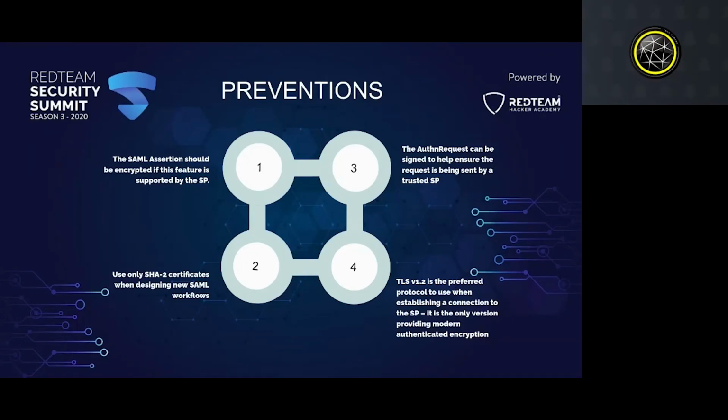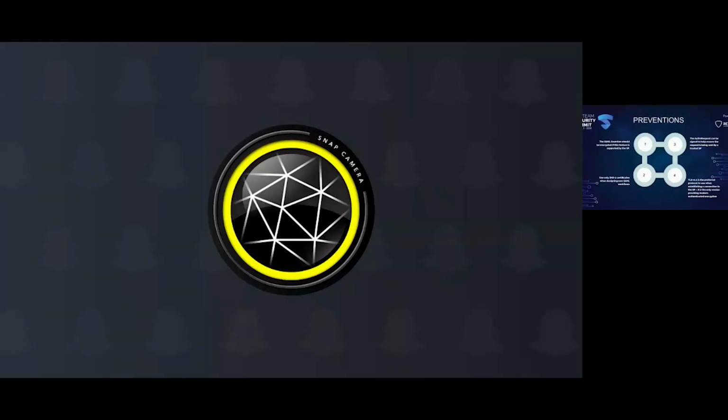And three, here we are asked to use the SHA-2 algorithm when designing SAML workflows. We do have the previous versions like SHA-1, which are not as secure as SHA-2. So these particular SAML providers ask us to use SHA-2. And for communication purposes, most of the time they ask us to use only TLS version 1.2, as this is one of the versions providing modern authentication and encryption. So these are the four standard things that have been told to us.